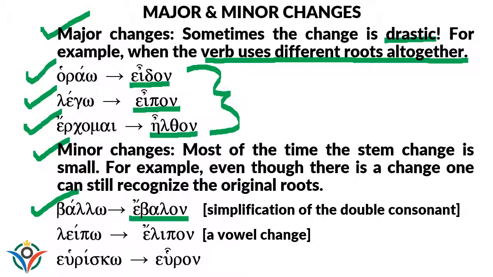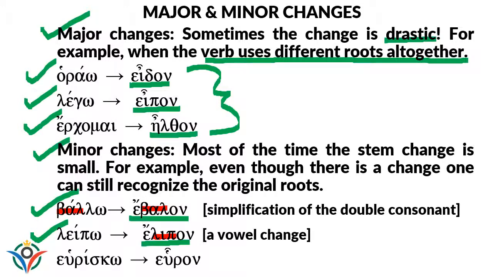So you can still recognize the bal of the root in the second aorist. The only change there is a simplification of the double consonant. The one lambda has dropped out. Our second example is leipo, which means I leave, and that becomes elipon. Once again, you can recognize the original root, and here we have a small vowel change that's taken place.